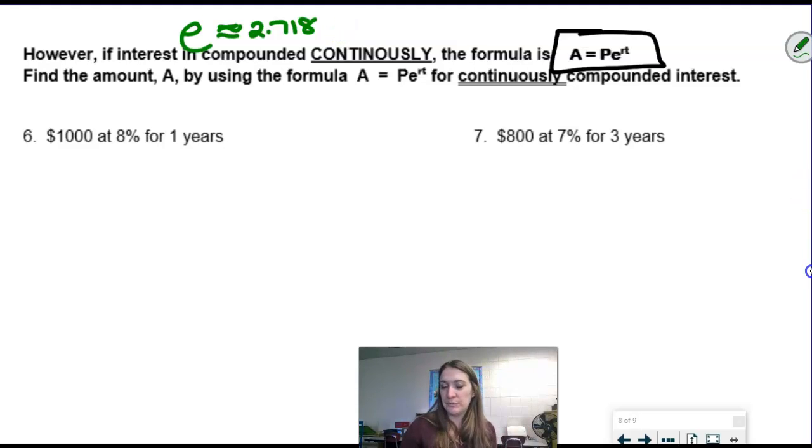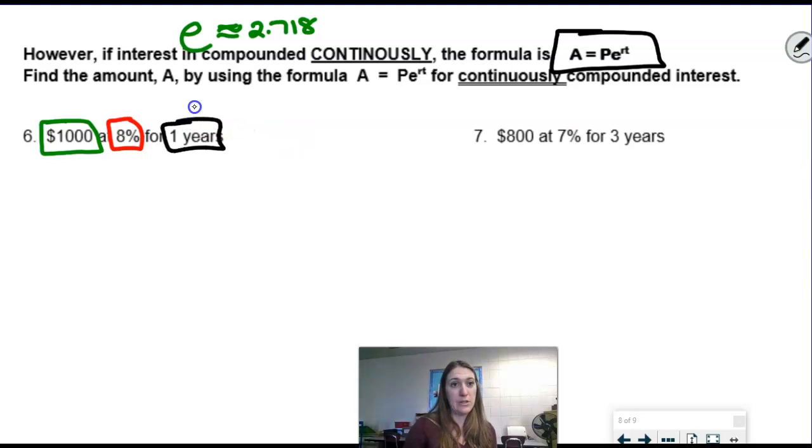So for this question, we've got $1,000 collecting continual interest at 8%, and then for 1 year. So there's t. This is kind of the r. Remember, we got to change it to 0.08. And then there's your principal. All right, here goes.